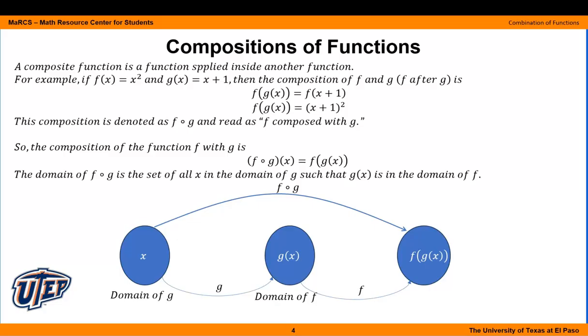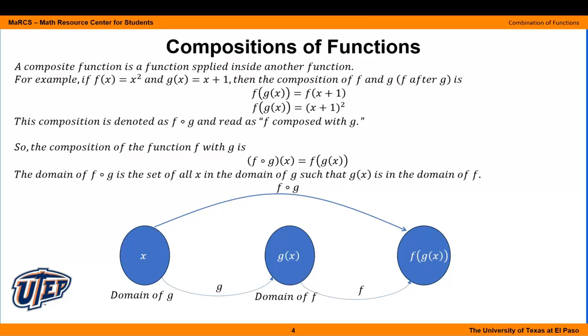Now we move on to composition of functions. Composition means we take one function and plug it into another. We write f of g of x. What this means is that we first evaluate g of x, and then we plug that result into f of x. Here it is very important that you understand that order matters.